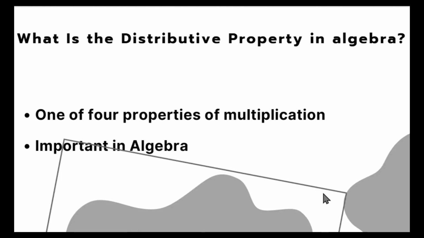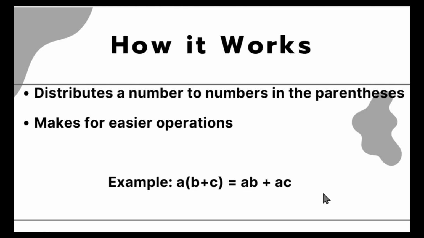The distributive property is one of the four properties of multiplication and is important in algebra. Using the distributive property starts by distributing a number outside of parentheses to numbers inside of parentheses. In the example, A is distributed to each number inside of the parentheses, which shows how the distributive property is used.